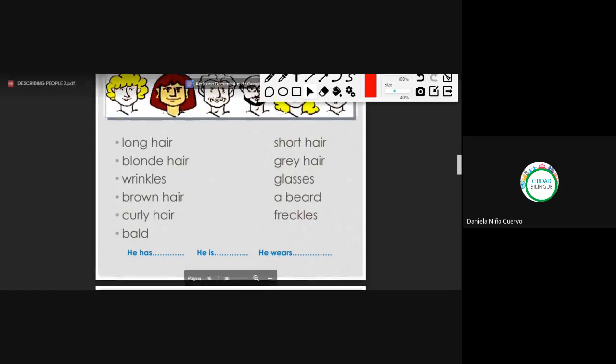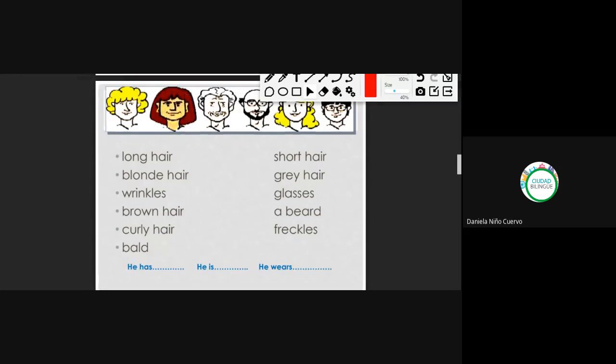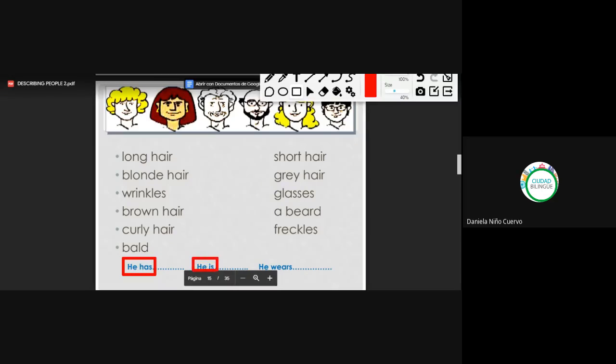So, over here, we have this vocabulary. Ahí. Bueno, ahí se ve bien. Ahora, nosotros utilizamos tres verbos cuando estamos describiendo las personas. Él tiene, he has, él es, verbo to be, he wears, verbo usar, ¿sí? Entonces, acá estamos utilizando el verbo have, que es el verbo tener. Acá estamos utilizando el verbo to be, que es el verbo ser o estar. Y acá estamos utilizando el verbo wear, que es el verbo llevar puesto. Yes. Llevar puesto.